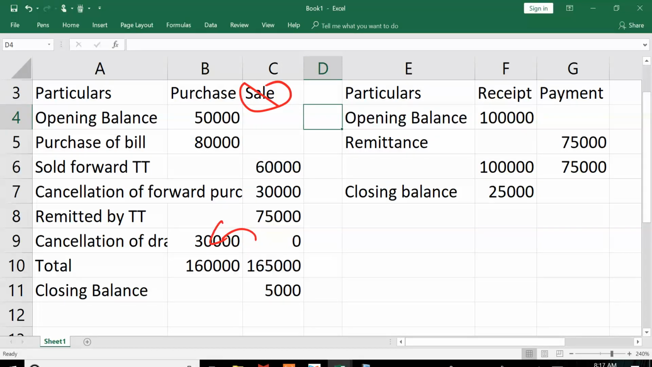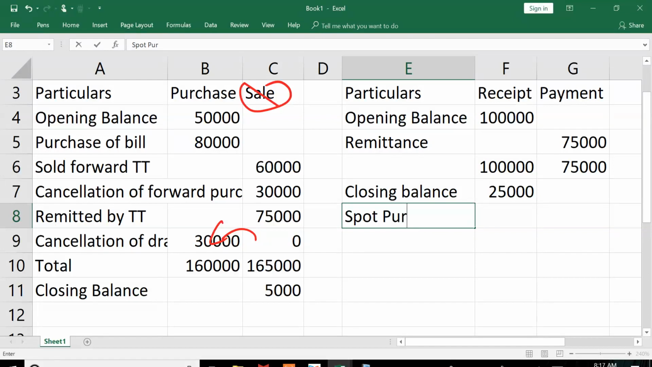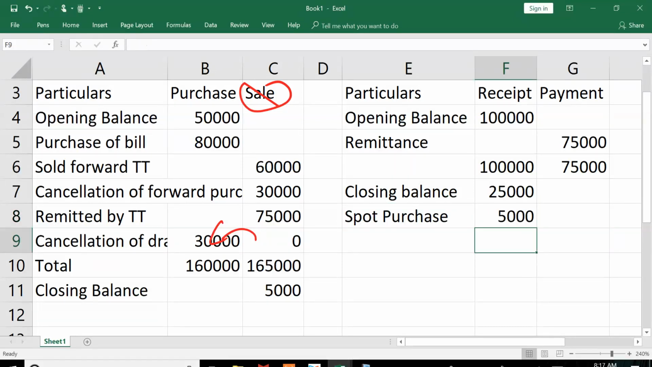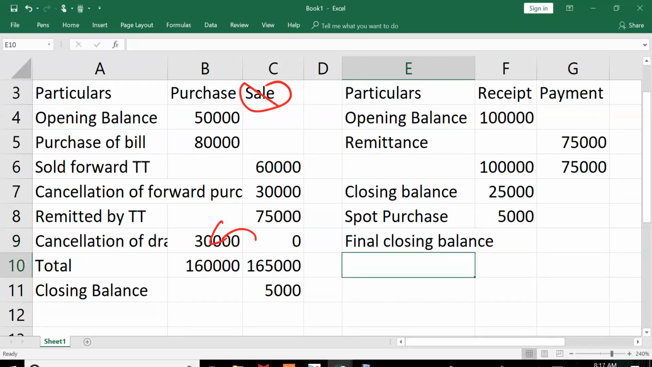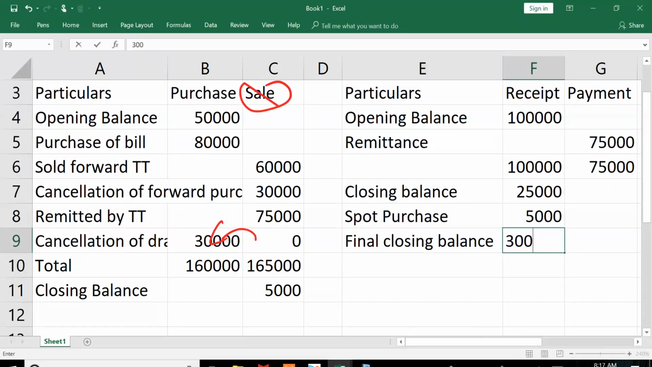Now, my requirement is I need a balance of how much? Listen for some time, don't write it. You need a balance of 30,000. So what I'm going to do is a spot purchase of 5,000, and the final closing balance will be 30,000. Any doubts on this? The moment I purchase that, I'll get this 5,000 here and my balance will become 30,000.